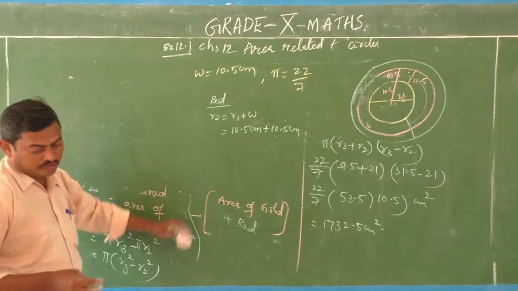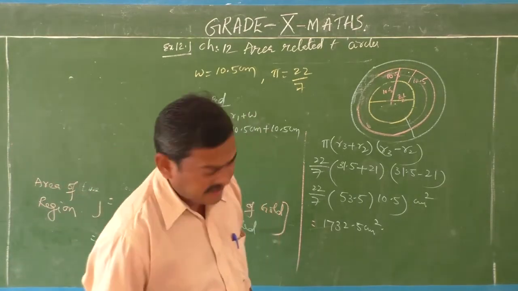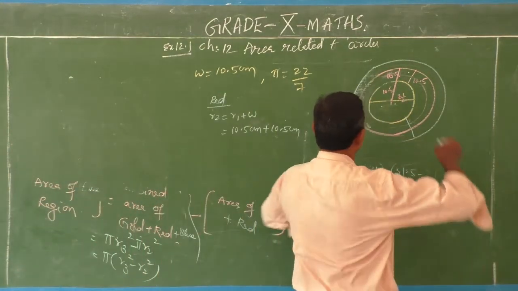Now we go for the black region. So how can we find the black region?